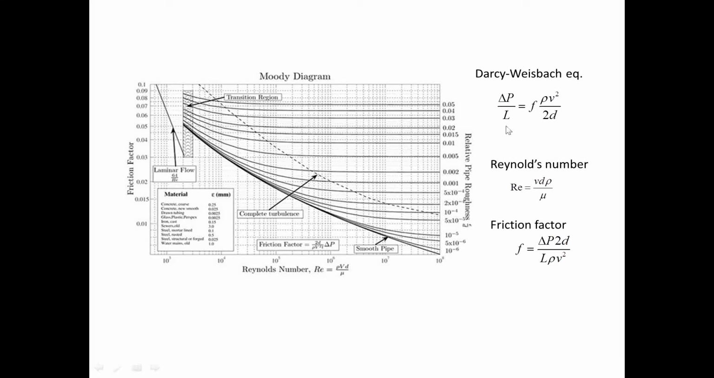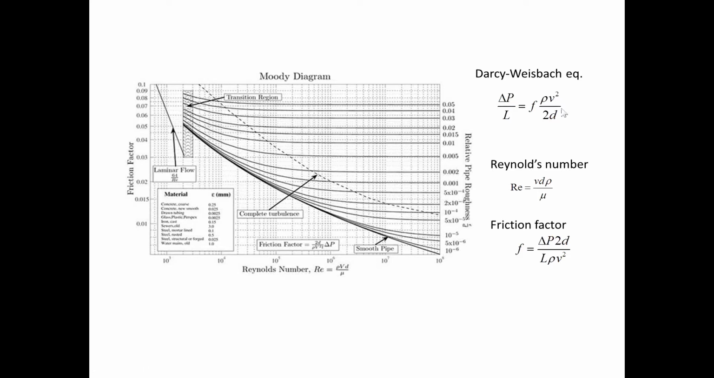The pressure drop per unit length, or dP over L, is an important factor in designing flows in pipe systems or for understanding flows in natural conduits. This equation here, the Darcy-Weisbach equation, is set up to give the pressure drop per unit length in circular pipes.